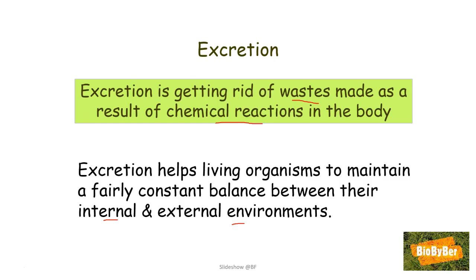For example, if we are building up too high a level of water in our blood or in our tissues, we're going to have to get rid of it, along with the idea of getting rid of excess carbon dioxide and excess salts. Many of these things are poisons, like urea, that would damage us if they were allowed to accumulate. So therefore it's important to get rid of these toxic materials, and we get rid of them using excretion.